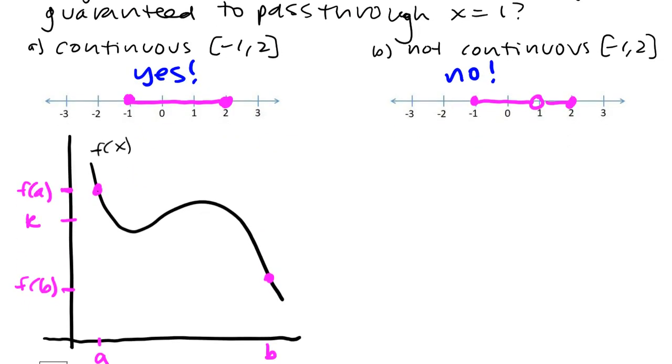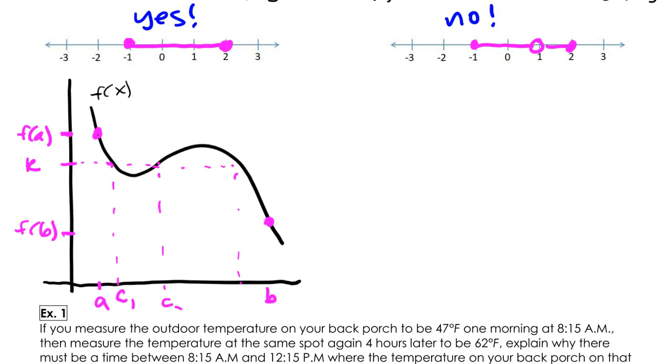Okay, so we're going to go a little backwards here. When you sub c into the function, you get k out. Well, here's k, so this must be a c. Here's another one, and here's another one. Now to differentiate between these, how about we call these c1, c2, and c3?